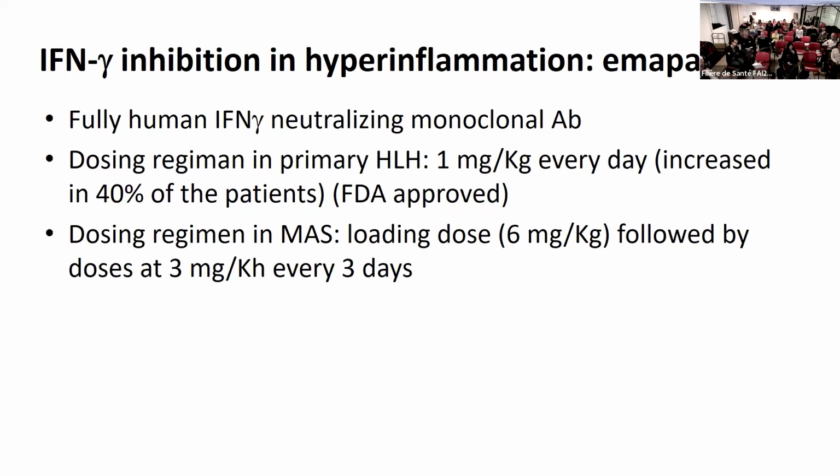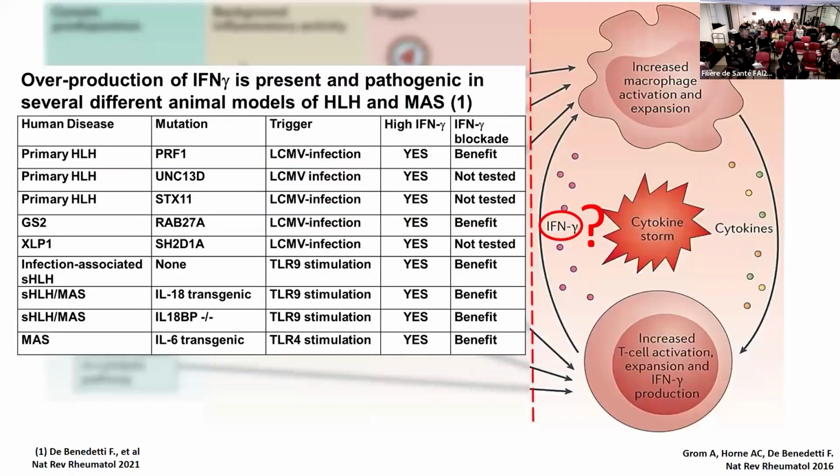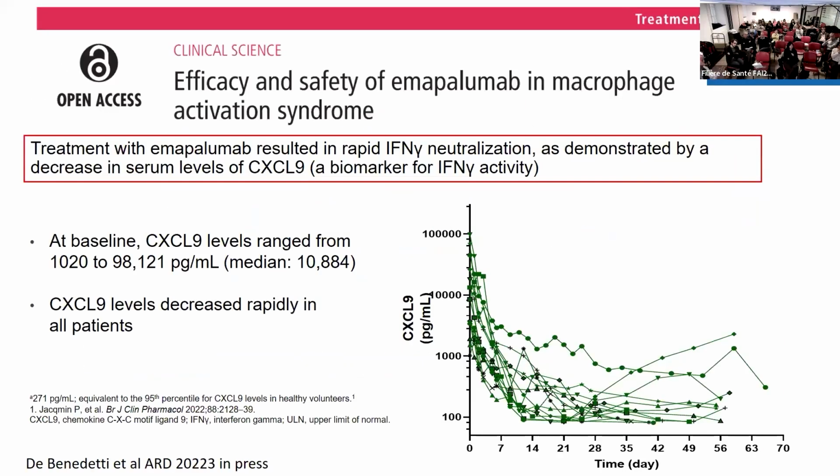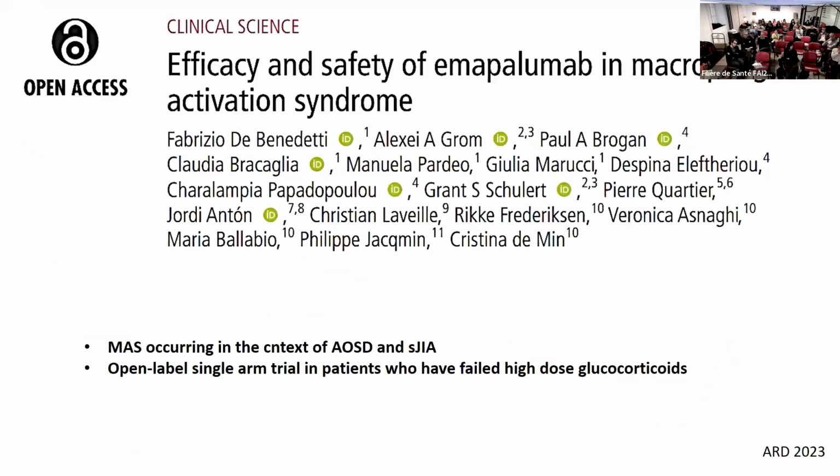Emapalumab is an approach, again, targeted therapy. This is what has been used in the world. Unfortunately, emapalumab is not approved in Europe. I'm going to say yet. In animal models, neutralizing gamma works for everybody, whether it's primary, secondary, degranulation defect, infection-associated, auto-inflammation associated, it works for every mice.